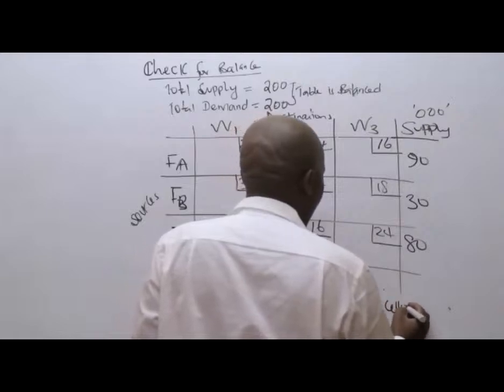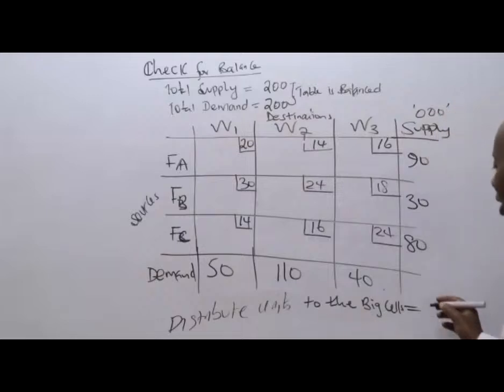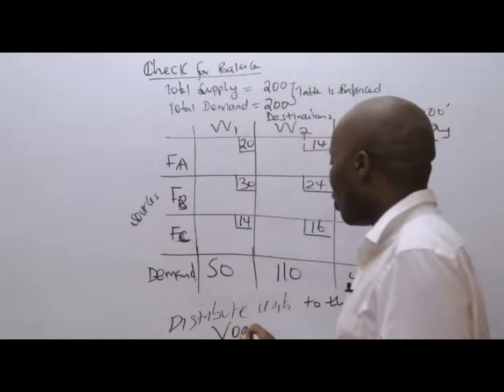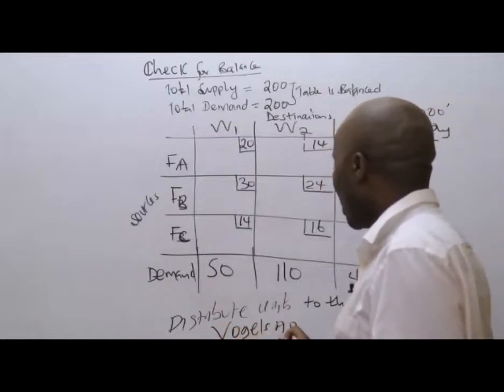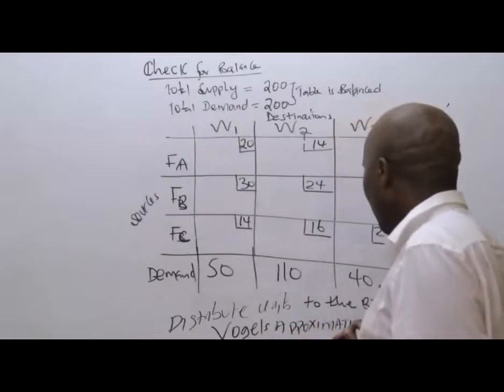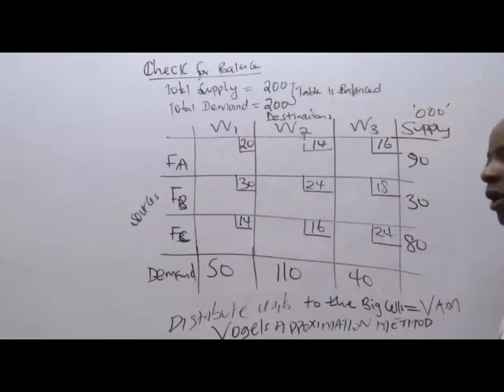Remember, for the distribution of units to the big cells, we always use what we call the Vogel's approximation method.